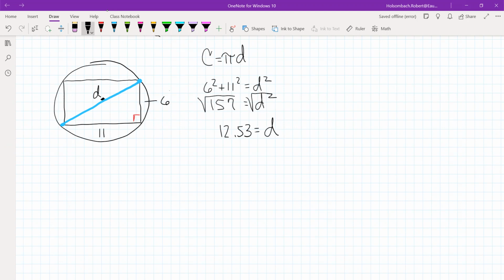So back up to our circumference formula, the circumference equals 12.53 pi. Again, this number right here, this 12.53, is still sitting on my calculator. So if I just push times pi button equals, circumference of this circle is 39.36. Again, here it is in terms of pi. And here it is rounded to the nearest hundredth.